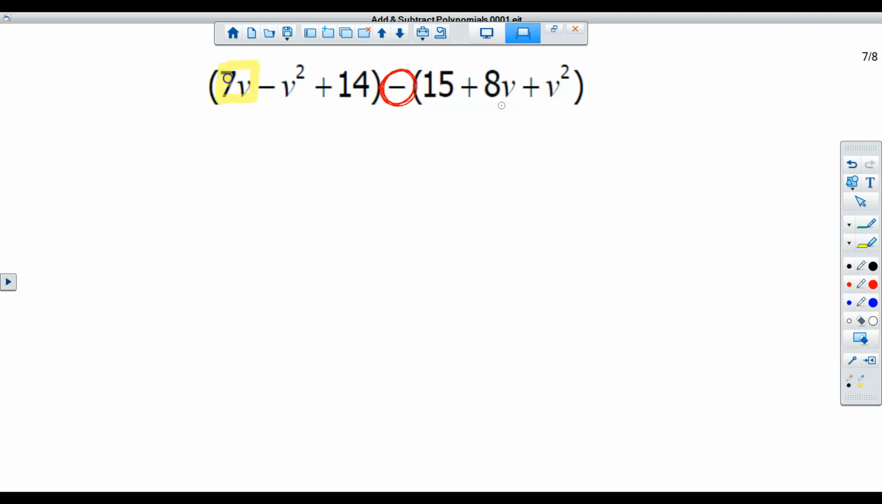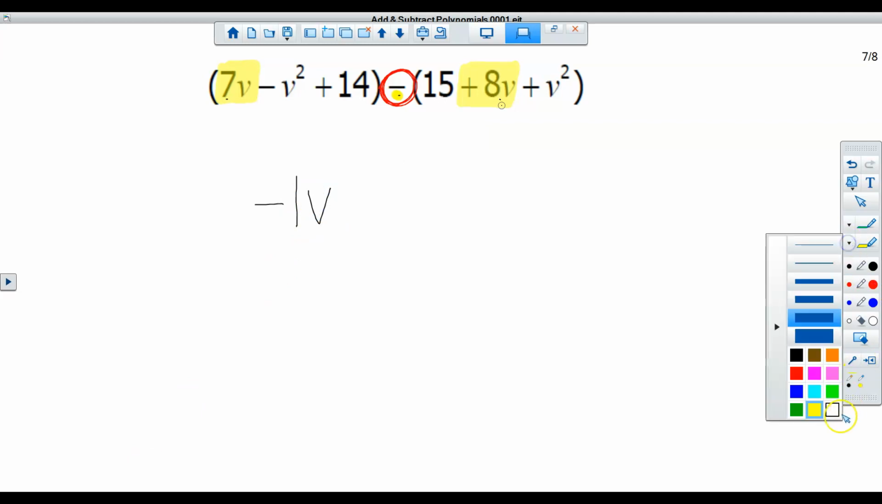So 7v ends with a v. The term over here that ends with v is my positive 8v. So I'm going to subtract those like terms. So I'm going to do 7 minus 8. 7 minus 8 is -1. Both of these ended with a v, so that -1 has to end with a v.